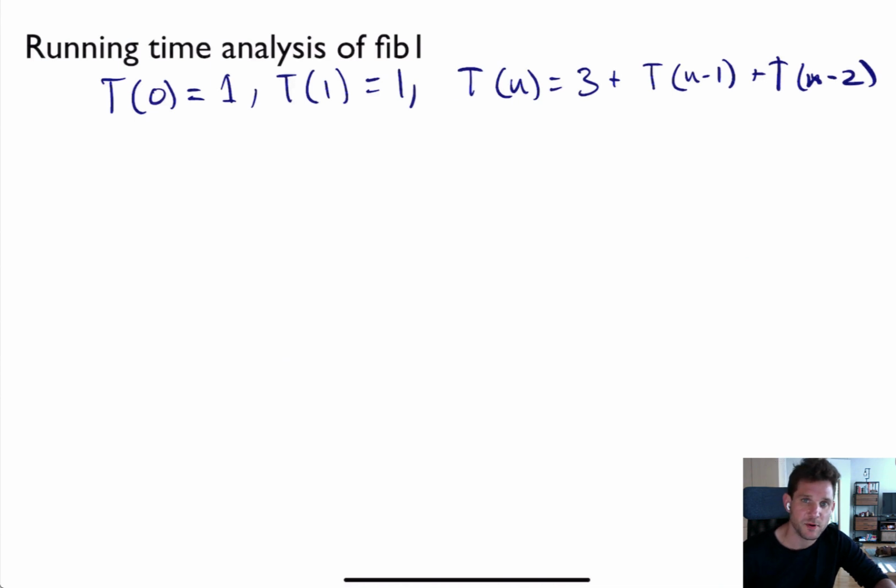Okay, now let's dive deeper into this running time calculation, T of n. Recall, as I just wrote in the last slide, T of 0 equals 1, T of 1 equals, this should be 2, and T of n equals 3 plus T of n minus 1 plus T of n minus 2. Now, the question is, how big does this grow as n gets large? That's the question we want to answer now. So one thing you'll notice is that this looks a little bit familiar.